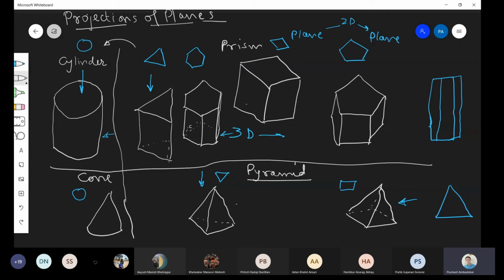You have studied in your school days that a cylinder has how many faces, how many bases, edges, vertices, all those things we have studied that will be used in this. So let us now start the topic, projection of planes.